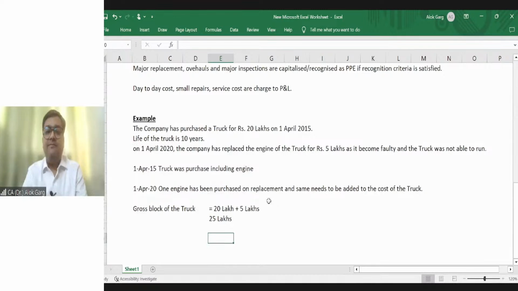What do you say? This is wrong. This is not right. Why? A truck should have one engine. But in this case, the truck should have two engines, right? If I add 5 lakh and 20 lakh, it seems that the truck will have one engine at a time, but two engines have been capitalized in the fixed asset register. So this is wrong.